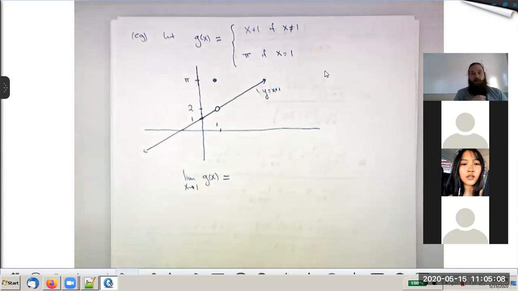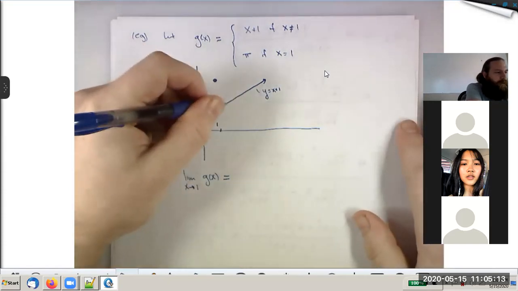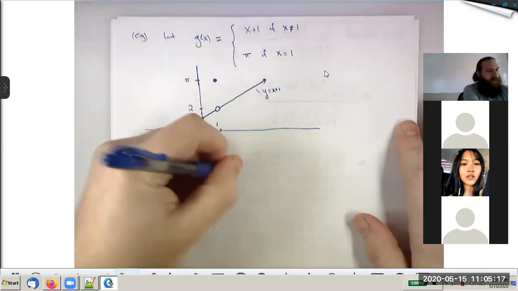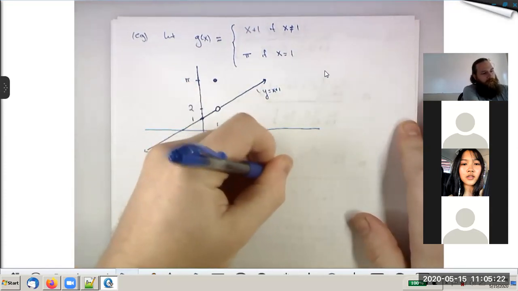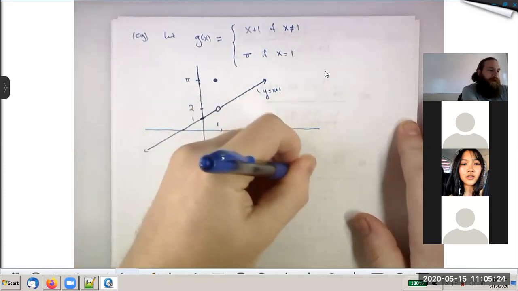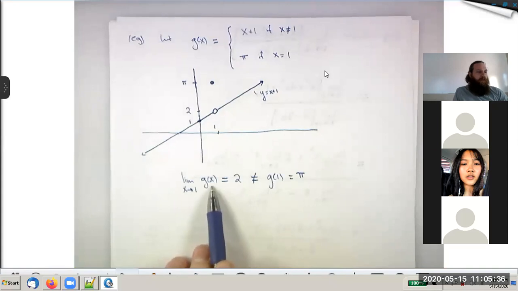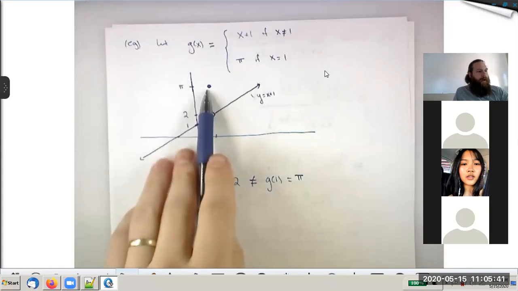Two. Good, it's 2. Because if I'm looking very, very nearby this hole, but not exactly at this hole, my y values are getting closer and closer to 2. But this is not equal to g of 1, is it? Because g of 1 is pi. So this is one fashion in which plugging in doesn't always work. If you tried to calculate this limit by plugging in, then you would get pi out, because g of 1 is pi.